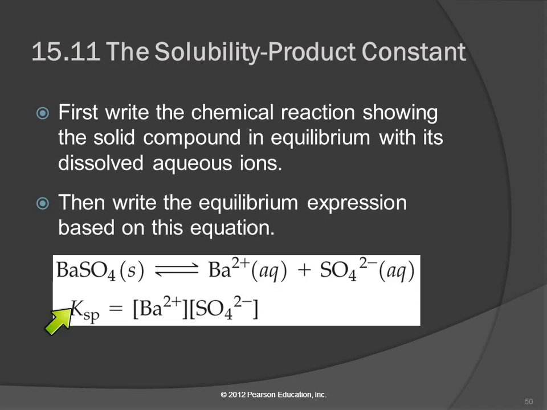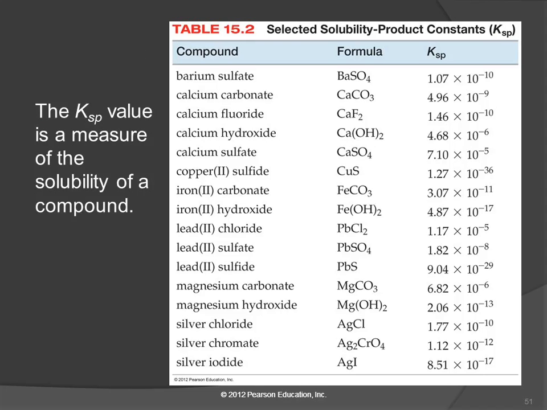So if KSP, which is a constant number, is large, that means the concentrations of these ions are going to be high, right? And if KSP is a very small number, then the concentrations of these ions must be very small, meaning that the solid does not dissolve very much. Does that make sense? Yes.